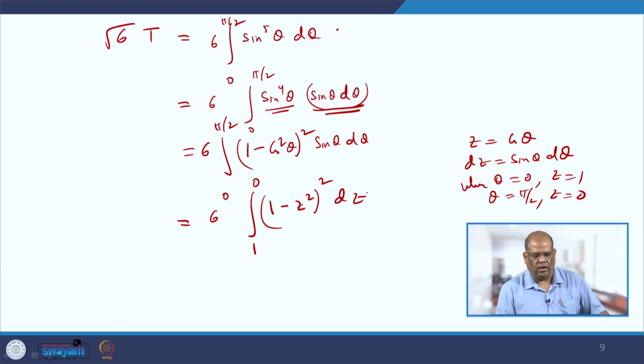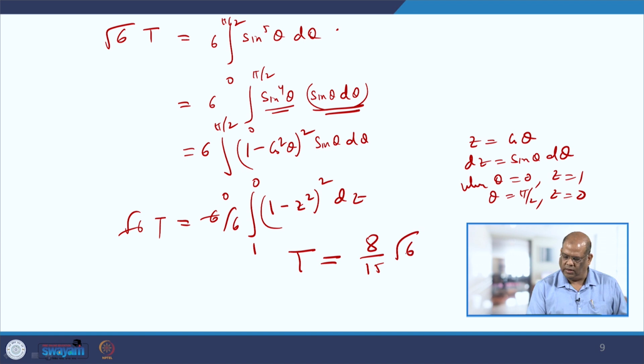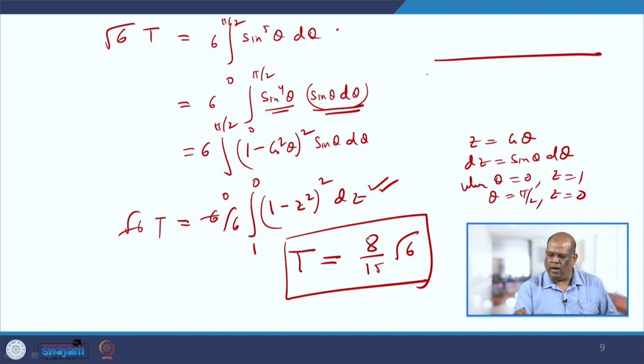Now, this is easy to integrate, and if you find the value, you will see. So, this is root 6t, this and this gives you root 6, and if you integrate this and find the value and simplify, you will get your t to be 8 by 15 root 6. This I leave it to you. This is quite easy to integrate, and so the time taken by the particle from A to reach the point O is 8 by 15 root 6.